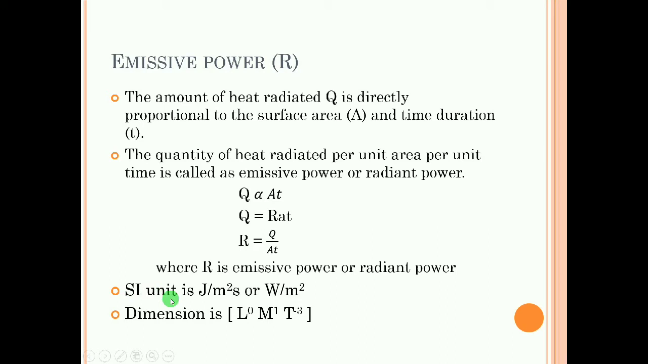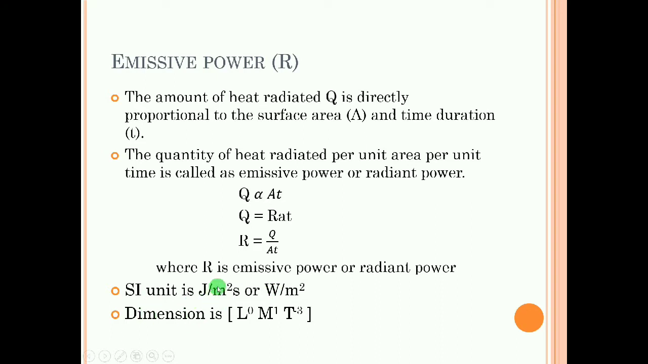Okay, so the SI unit as per the formula here will be joule per meter square second. That is, heat energy we write in joule, area in meter square, and time in seconds. So joule per meter square second, or we can write it as watt per meter square.